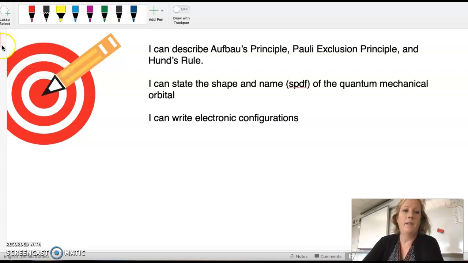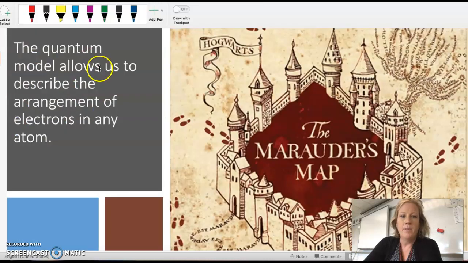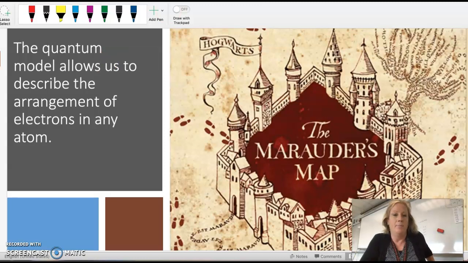Hi, this is a video about electron configurations. So the quantum model allows us to describe it like giving an address of where the electrons are likely to be found. We don't know exactly where they are, but we can be highly probable that they're in certain areas.